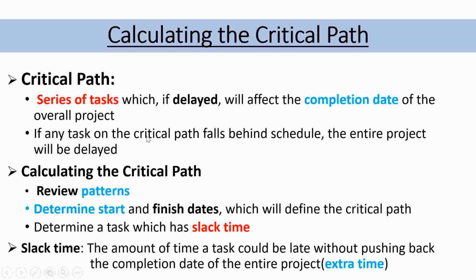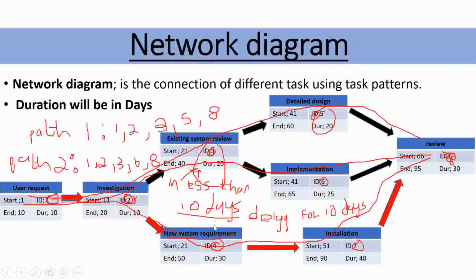Remember what a critical path is: a series of tasks which, if delayed, will affect the completion date of the project. So a critical path must be the one which has the least slack time or has no slack time. I hope you understand that.